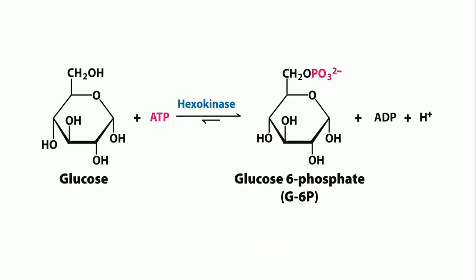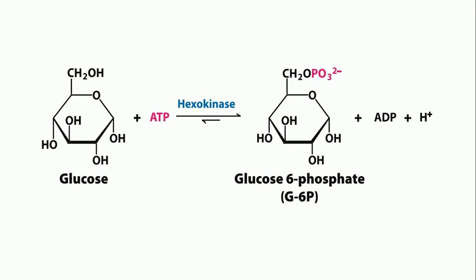This is the first step of glycolysis, involving the enzyme hexokinase. Glucose is converted into glucose 6-phosphate, G6P. Now, the 6th carbon of G6P is phosphorylated by hexokinase. It's a kinase enzyme. It uses ATP as the molecule which provides the phosphate to add to the glucose molecule.